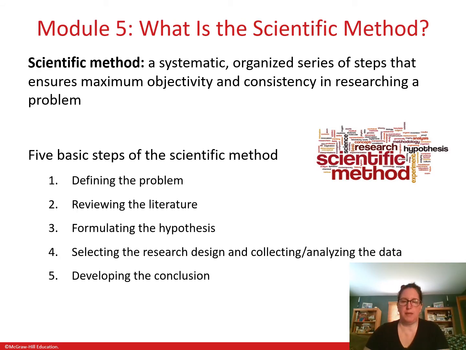Now, the scientific method is a systematic, organized series of steps that ensures maximum objectivity and consistency in researching a problem. Now, this is something we're probably familiar with from way back in our days of elementary school, but we're going to go through these steps to see the more mature way of doing research scientifically as we prepare for writing for journals or reading journal articles, even if you're not writing them. Oftentimes we have to research information, and scholarly peer-reviewed articles are the ones we turn to, and they need to follow these steps in order to be published in those journals.